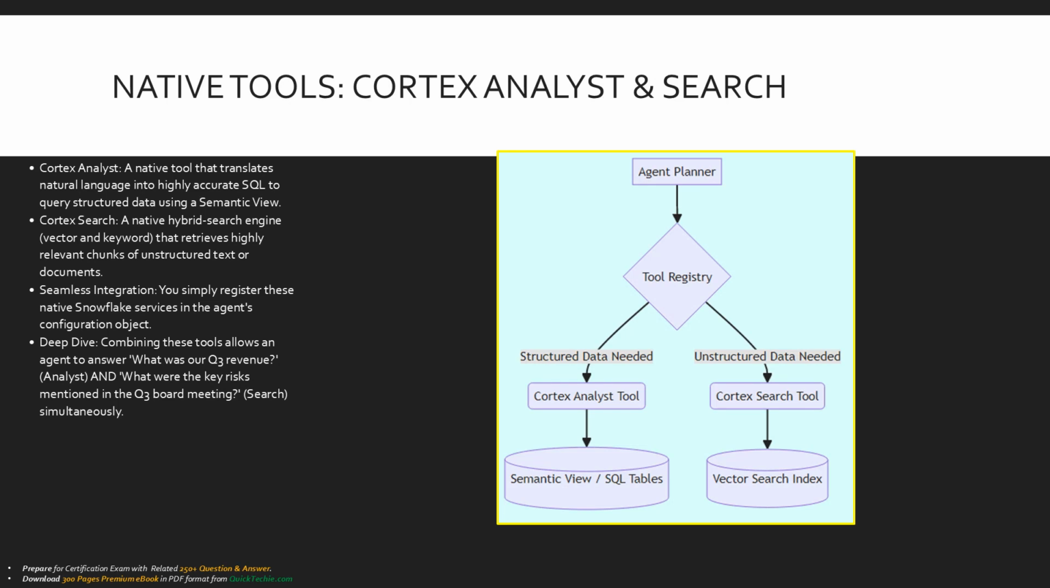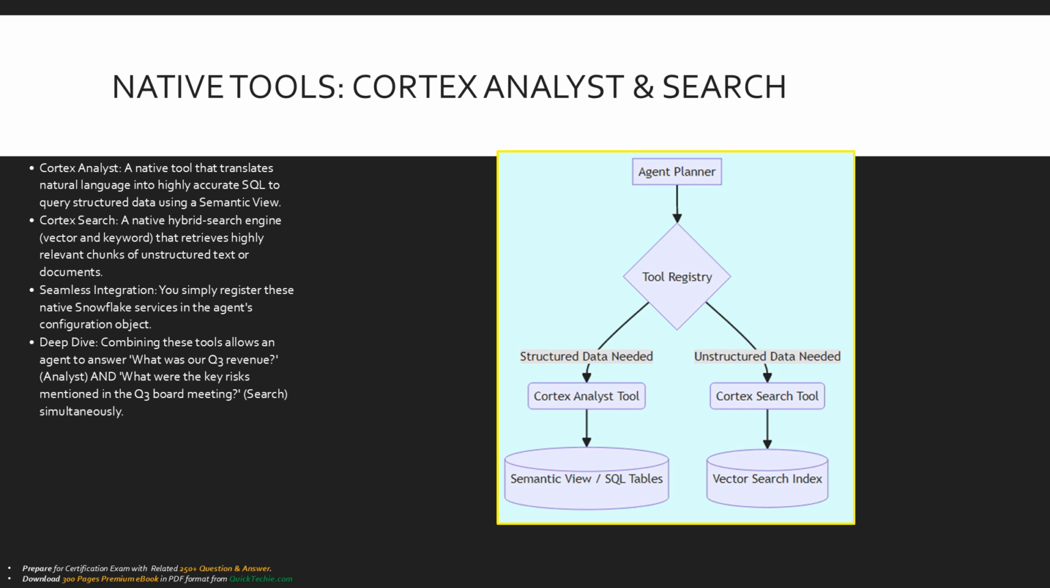What tools are in the agent's toolbox? Snowflake provides two incredibly powerful native tools out of the box. First is Cortex Analyst. Analyst is an agentic text-to-SQL engine. By providing it with a semantic view which maps business terms to your database schema, the agent can autonomously write and execute SQL to answer quantitative questions.